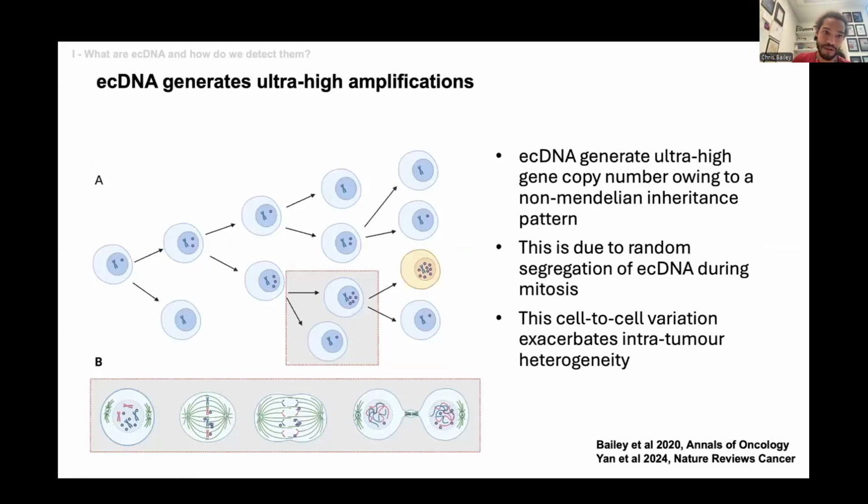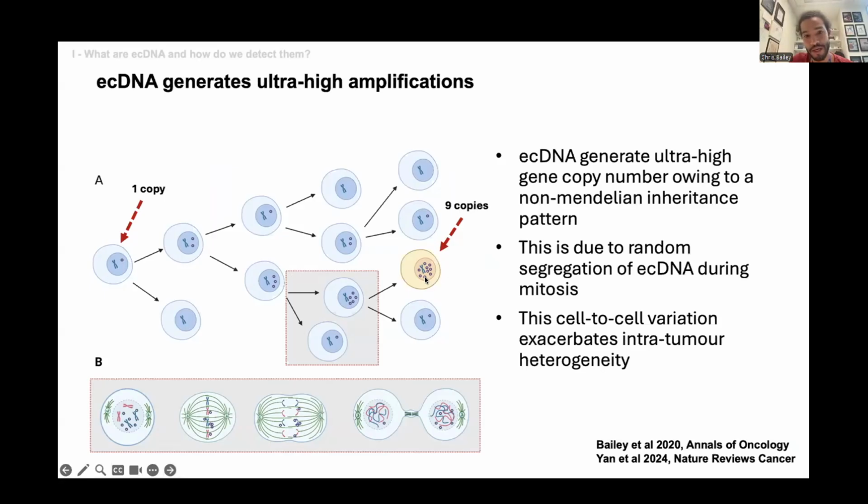One of the things ecDNA does is generate ultra-high copy number amplifications, and this is due to the non-Mendelian inheritance pattern. It happens because ecDNA do not contain centromeres, and this creates a random segregation event which can amplify the number of copies of genes within successive cell divisions. In this cartoon, what you normally get is a cell that, when it divides, gives an equal amount of genetic material in the daughter cells. But because of this random segregation, in this schematic, after 4 successive generations, you get 9 ecDNA with a single gene copy on each ecDNA.